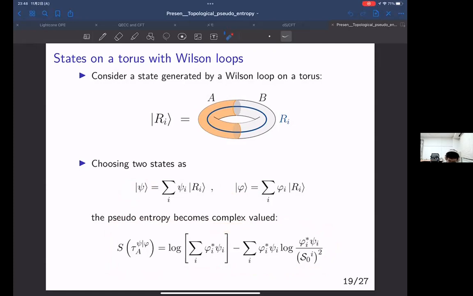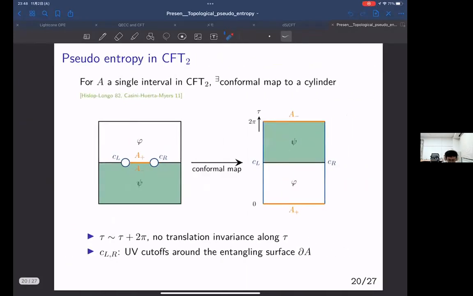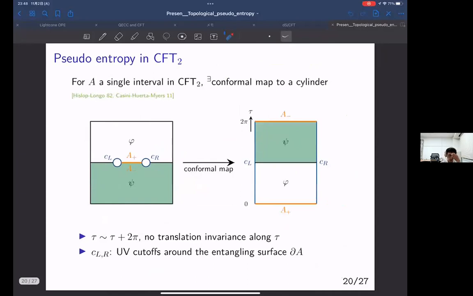This is just an example, but it clearly shows that it is a complex number. And the nice thing about Chern-Simons theory is that we can analytically calculate the pseudo-entropy, and this is the exact result. Let me move on to maybe the fourth part. Let me move on to the CFT story.